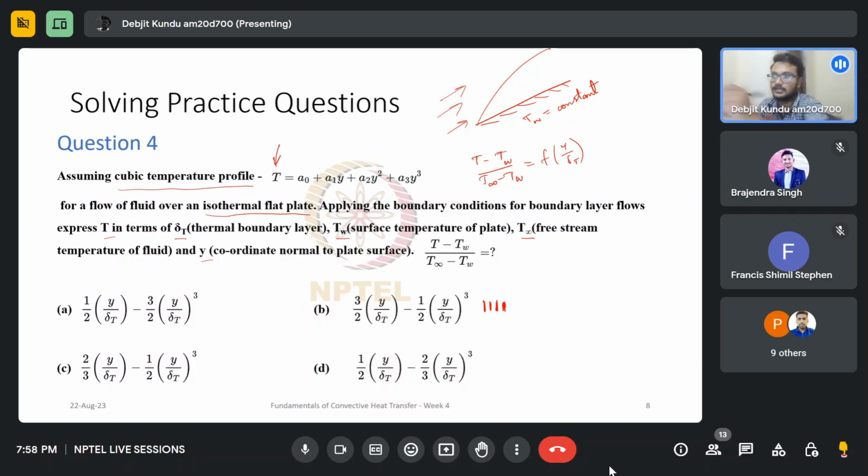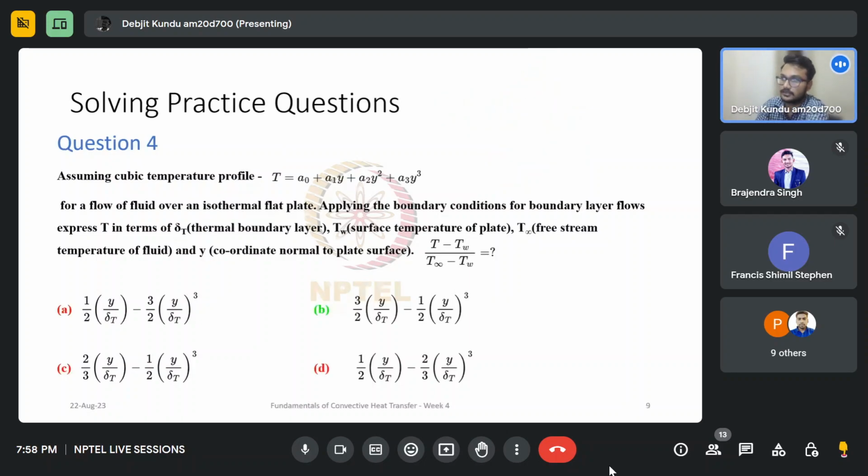Okay, so let's have a look at the solution. The solution is option B, so everyone picked correctly. The way to solve this is, after assuming this temperature profile, we have to use the boundary conditions that we know to find out these constants a0, a1, a2, and a3.